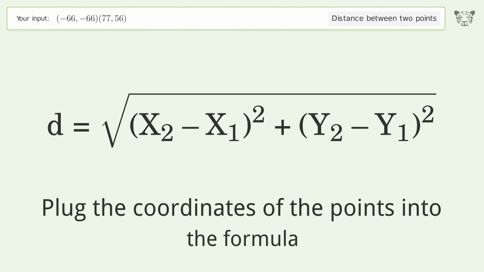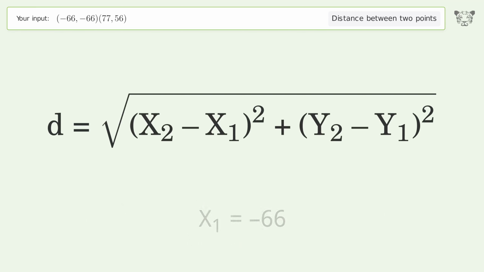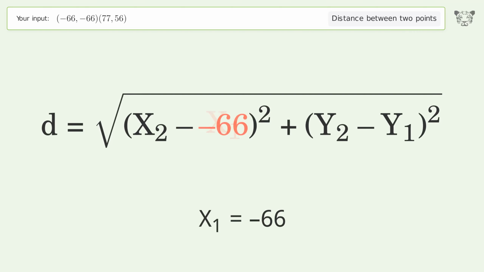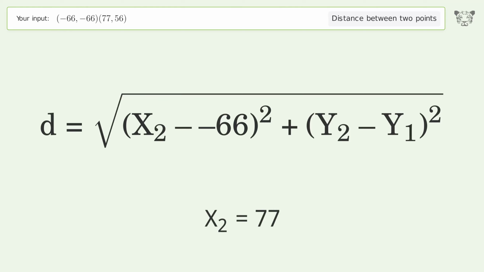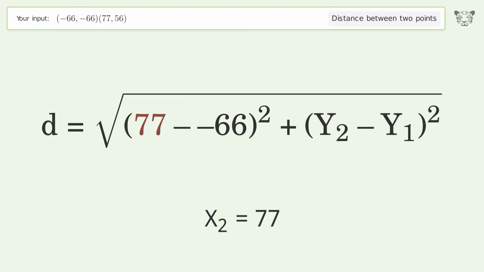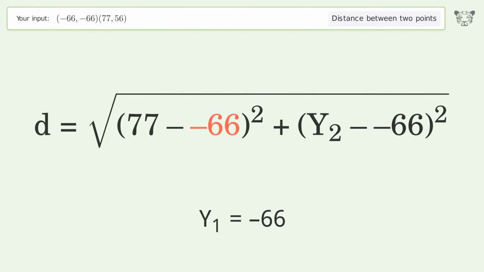Plug the coordinates of the points into the formula. x1 equals -66. x2 equals 77. y1 equals -66. y2 equals 56.